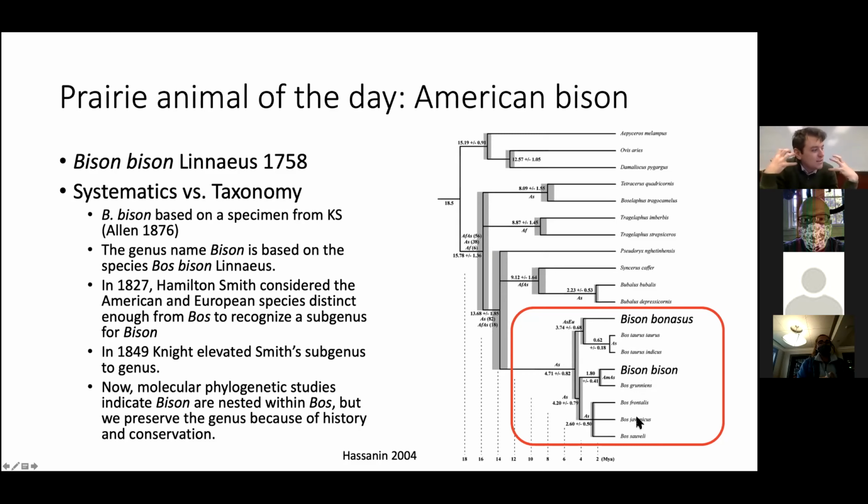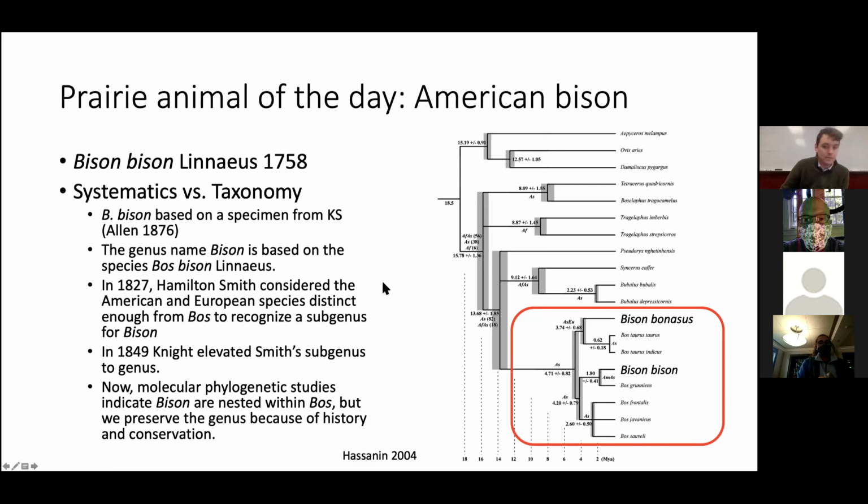But bison are so iconic to North America. They're an important part of our prairie and our history of the West, and an important part of conservation efforts, that we typically just stick with the genus bison, even though genetic evidence suggests that it's just another kind of a cow. Does that make sense? It's just another kind of a cow within this cow group. And most cows are in the genus Bos, but we've preserved bison because we like it. And it's useful for conservation efforts.